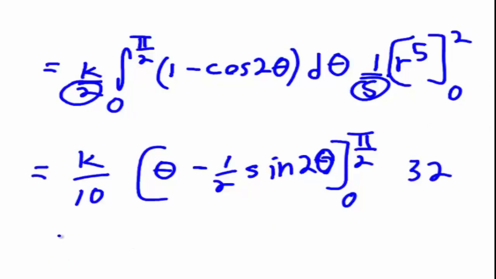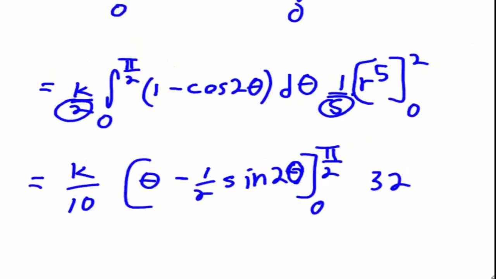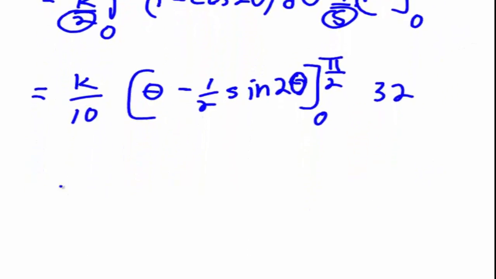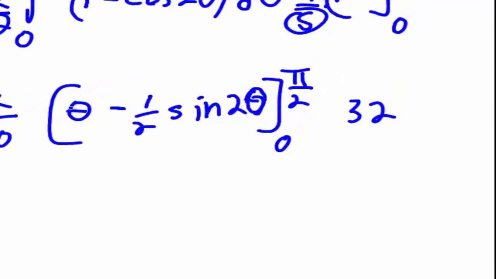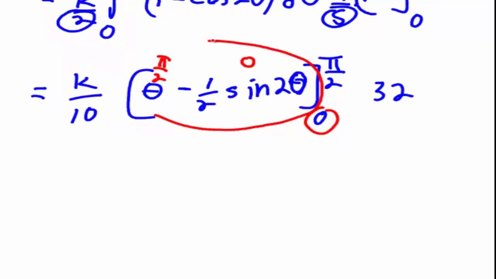Okay, so what do I have then? Okay, so what do I get from here? I plug in pi over 2. From this first guy I get pi over 2 when I plug in the upper limit, but the sine of 2 times pi over 2 is just 0. So I get pi over 2 minus 0, and then of course when I plug in 0, everything zeroes out. So the only thing I get from this entire thing is pi halves.